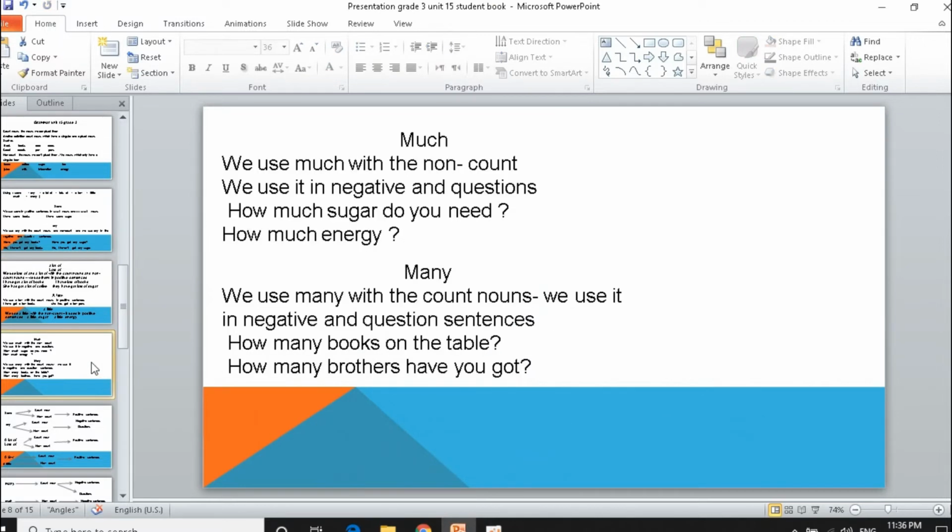Okay? Much and many. We use much with non-count nouns. We use it in negative sentences and questions. How much sugar do you need? How much energy? Okay. Many. We use many with count nouns. We use it in negative and question sentences. How many books are on the table? How many brothers have you got? Okay.